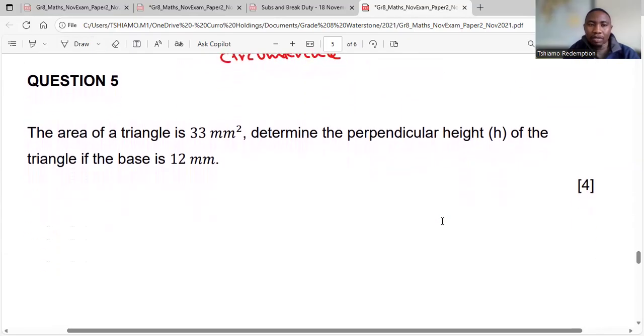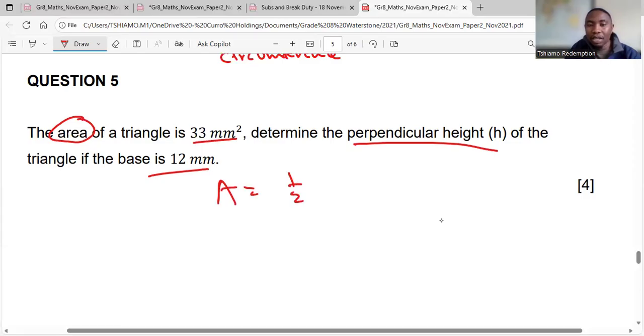Okay, so let's continue. Just extra information there. Question 5. The area of a triangle is 33 millimeters squared. Determine the perpendicular height of the triangle if the base is 12 millimeters. So the keyword is area, so we're going to use the area formula. What is the area formula of a triangle? Half times the base times the perpendicular height. The area is 33, so in the place of A, I'm going to put 33 there.